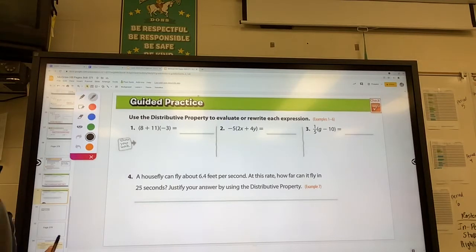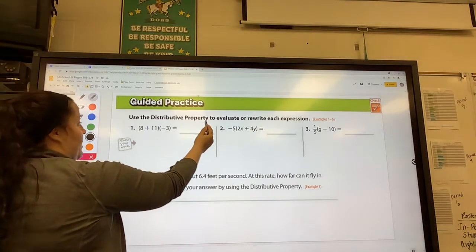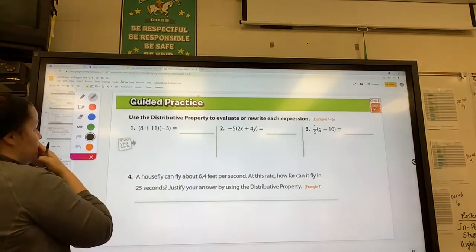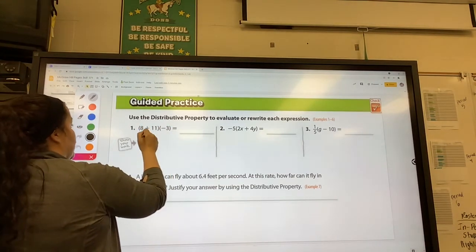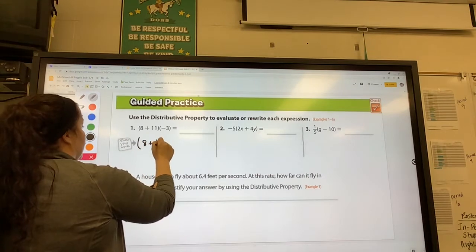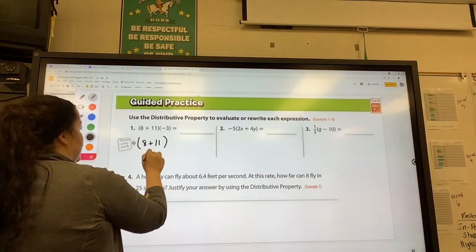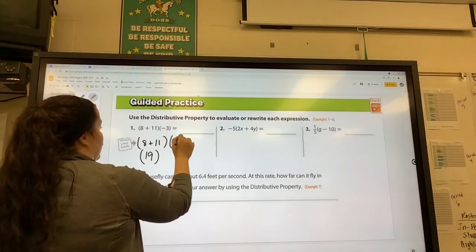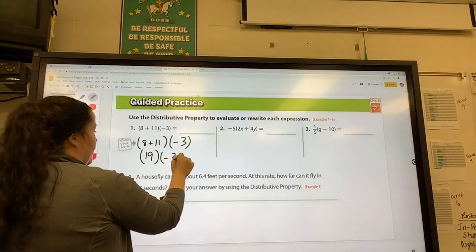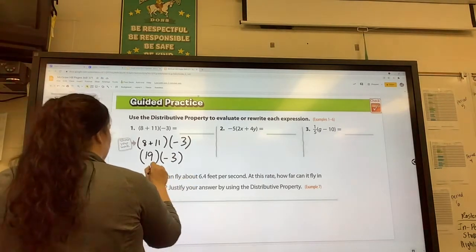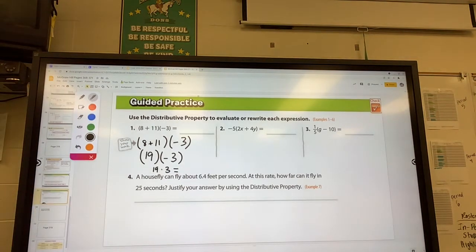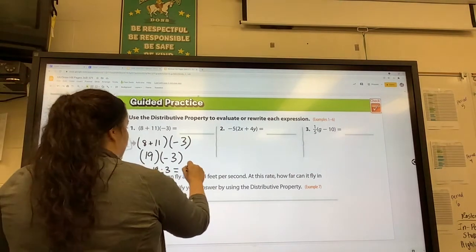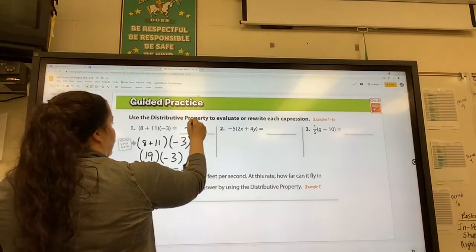Okay, we're going to go through these guided practice problems. It says use the distributive property to evaluate or rewrite each expression. In cases where you have only numbers, I'm okay if you want a shortcut and solve inside the parentheses first. 8 plus 11, right? That would be 19. And then you multiply 19 times negative 3 on a calculator, so it would be 19 times 3, which is 57, and since there's one negative, it's negative 57 if you want a shortcut.